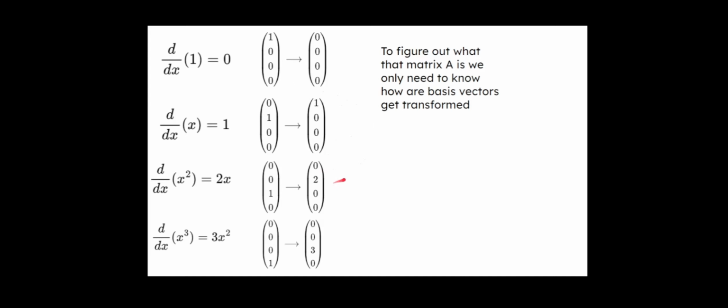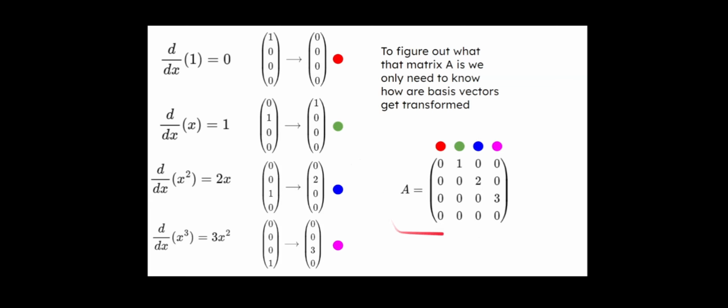Now we're actually done with the problem here. We found our matrix because all we need to do is collect these respective output vectors, and those are going to be the respective columns of our matrix A. So if I do that, and I arrange the columns respectively, this is our matrix A, and we can go ahead and check with some specific vectors that this does indeed do the derivative transformation.